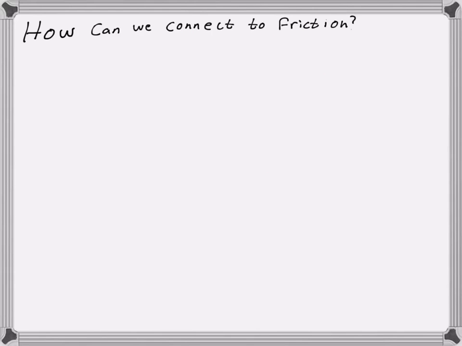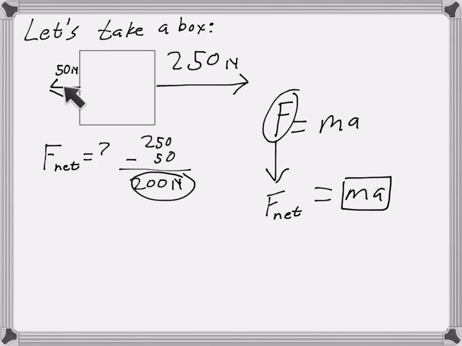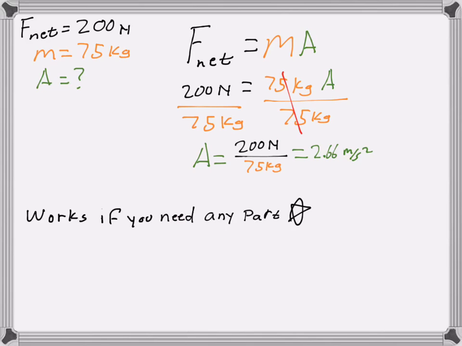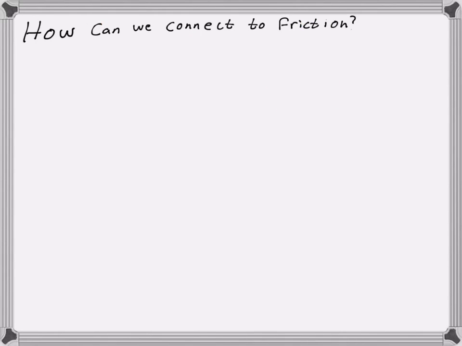So how can we connect this to friction? Because all of this comes down to friction. If you think back to our picture from a couple of slides ago, we can see that our friction force was 50 newtons. How can we connect the friction? We know that the force of friction was 50 newtons. We also know from the first slide that our equation is the force of friction equals mu, coefficient of friction, times normal force. So if I have these, I can figure this stuff out.